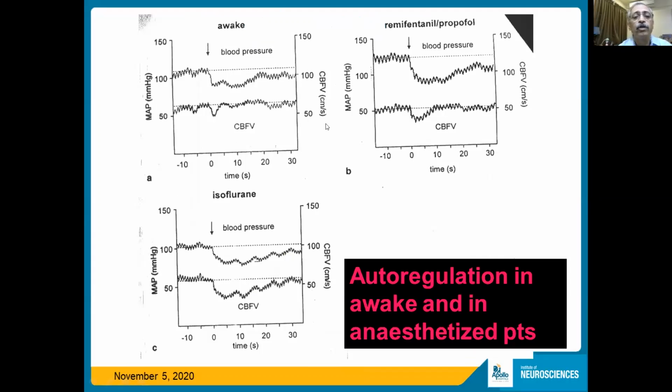This is just to show the responses to blood pressure with various anesthetics. This is the awake state: you can see the blood pressure drops and takes a little bit of time to come back to normal. As the pressure drops, the cerebral blood flow velocity comes down, and immediately it comes back to baseline. With isoflurane, because of the loss of autoregulation, it takes a much longer time to come back to baseline compared to remifentanil propofol anesthesia.